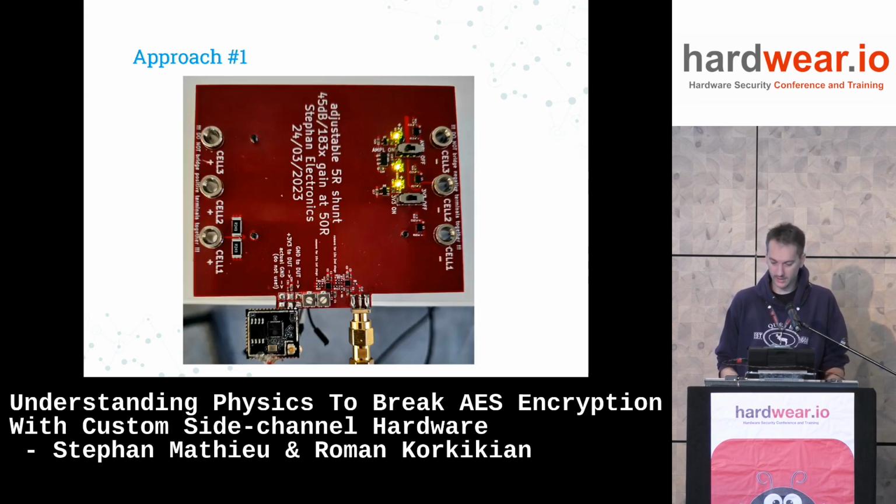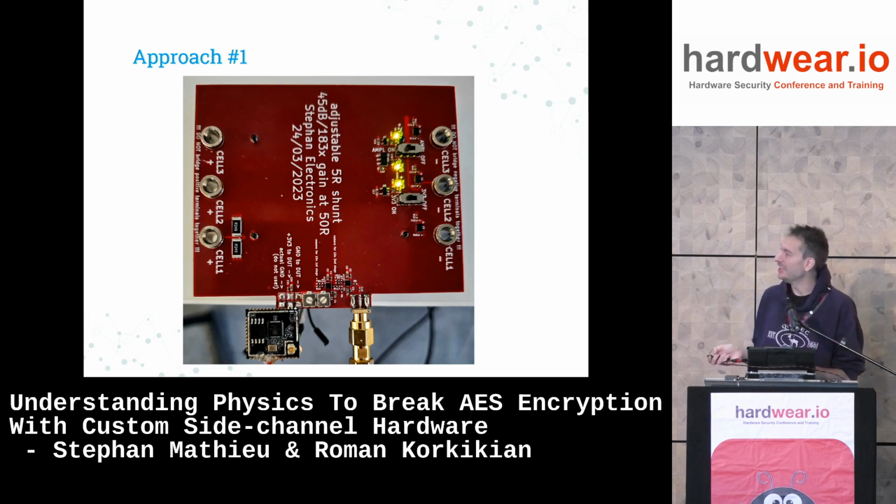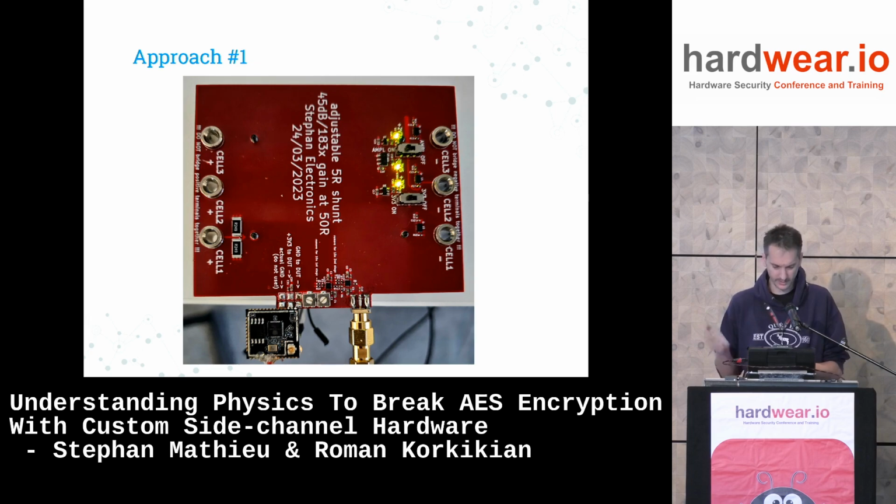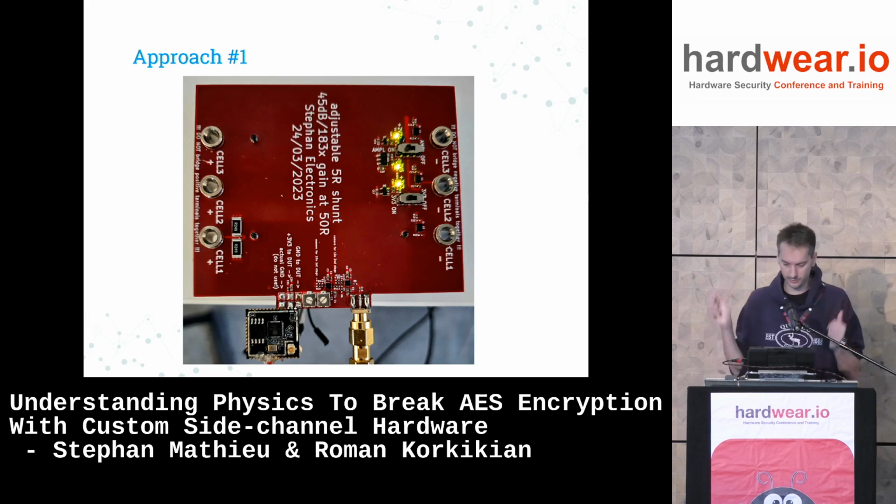Approach number 1, the big boards that provide the power supply to your device under test. This is the turnkey solution. DUT here, and you have 2 solders, 1 for ground and 1 for the power supply. You connect your oscilloscope here, and you have your signal.